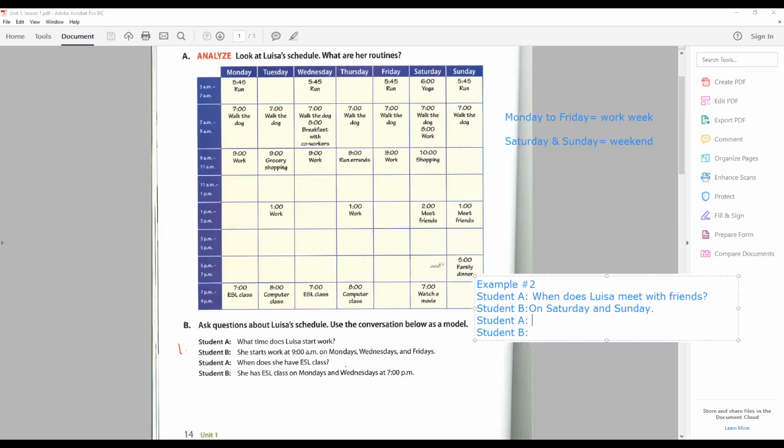Okay, so your next one can be, when does she have family dinner? Okay, the answer is she has family dinner on Sunday at 5 o'clock.